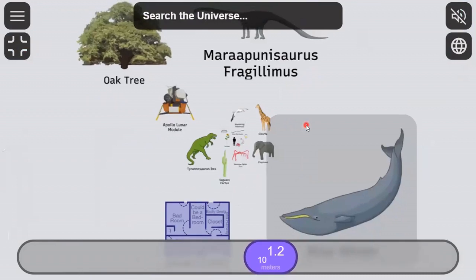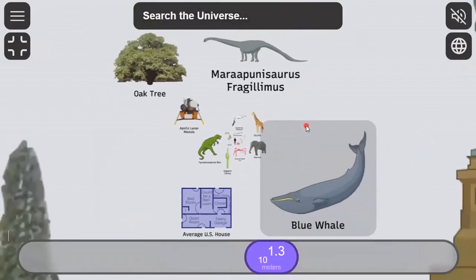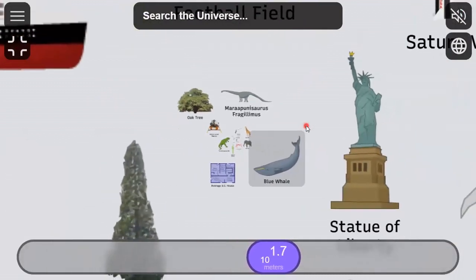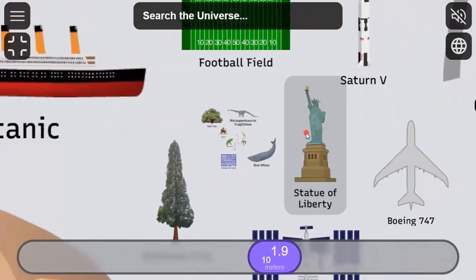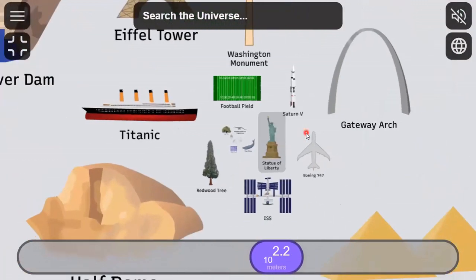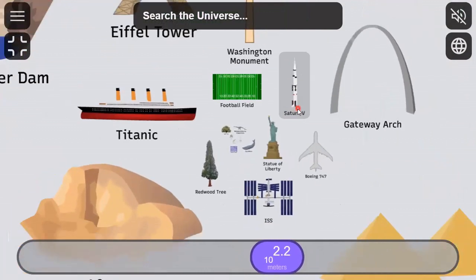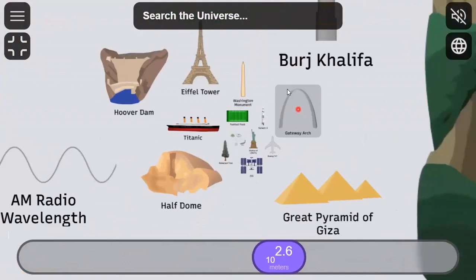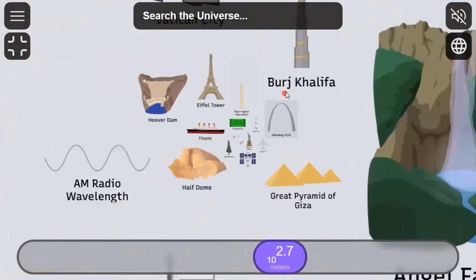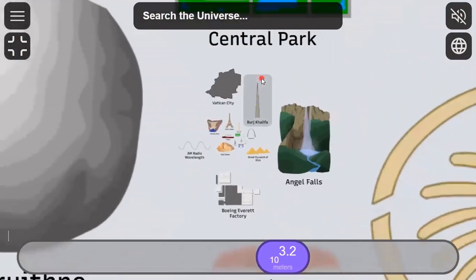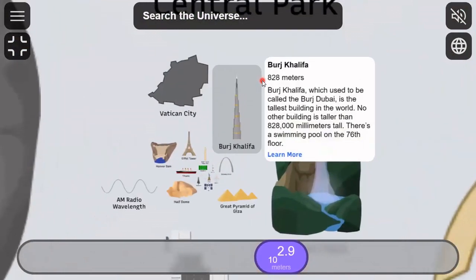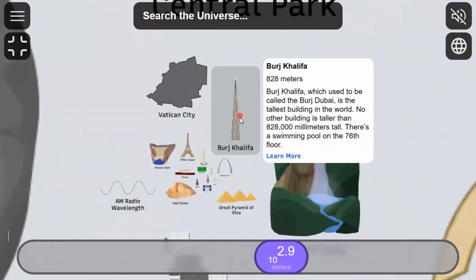One of the satellites, oak tree. Wow. Statue of Liberty. Boeing flight 477 and Saturn V. Gateway Arch, Eiffel Tower, and Burj Khalifa. Wow. Burj Khalifa is about how much? 828 meter.